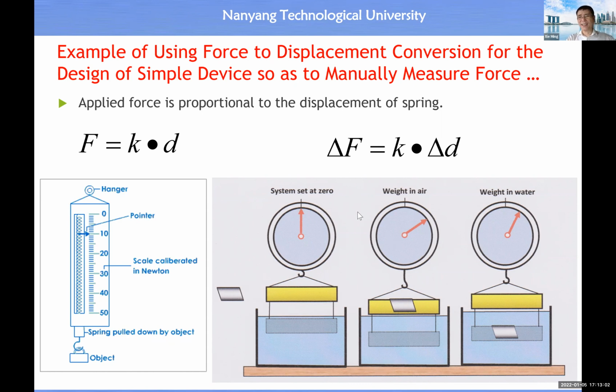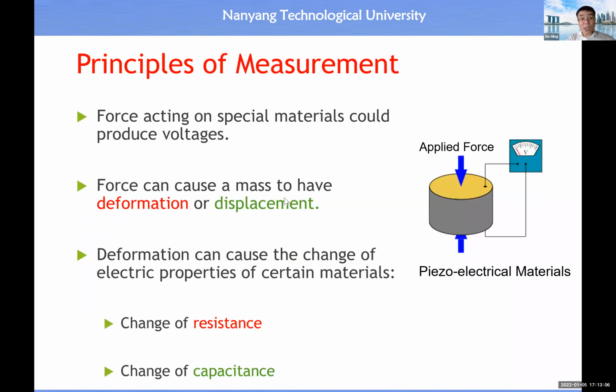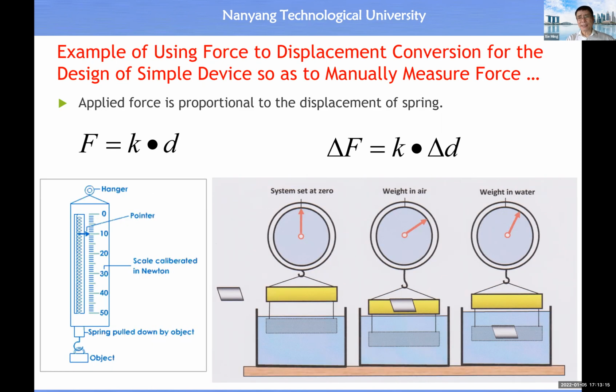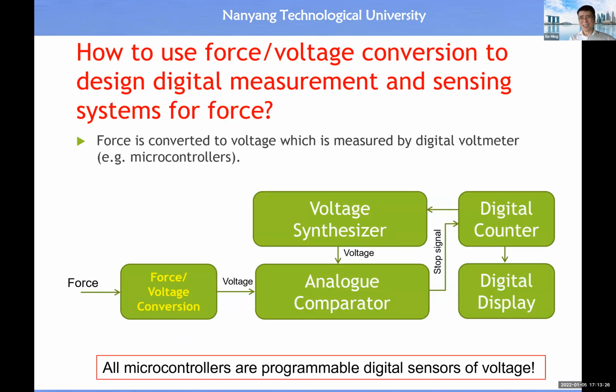So this is the design principle which makes use of this principle. Force will cause a mass to undergo displacement. Then we can design a measurement system for us to undertake manual measurement of the force, right? However, our focus here is on the design of automatic measurement and sensing systems.